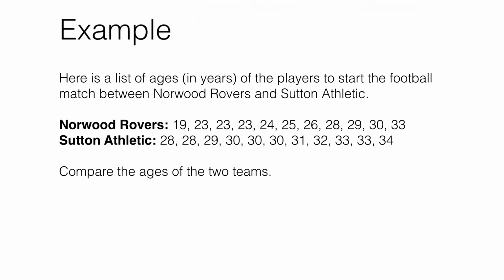In this video, we are looking at comparing two data sets. Here we have a list of the ages of the 11 players for Norwood Rovers and the 11 players for Sutton Athletic. And we need to compare the ages of these two football teams. Now, when you're asked to compare data sets like this, what you should do is make 2 points of comparison. 1, an average, and 2, a measure of spread.